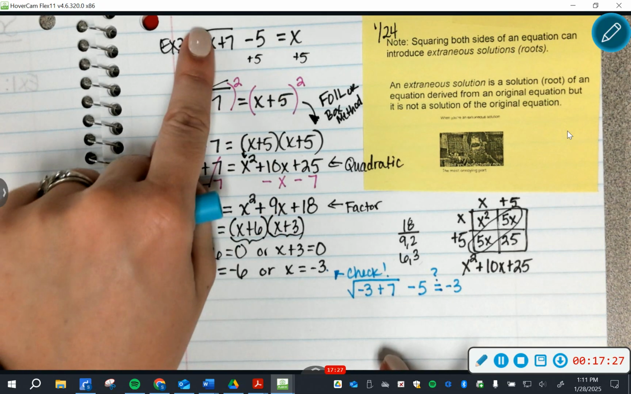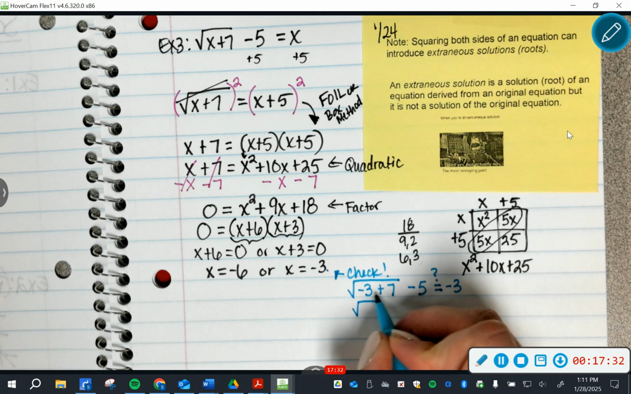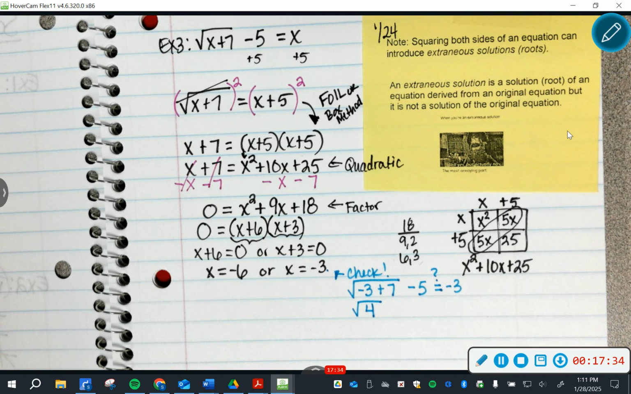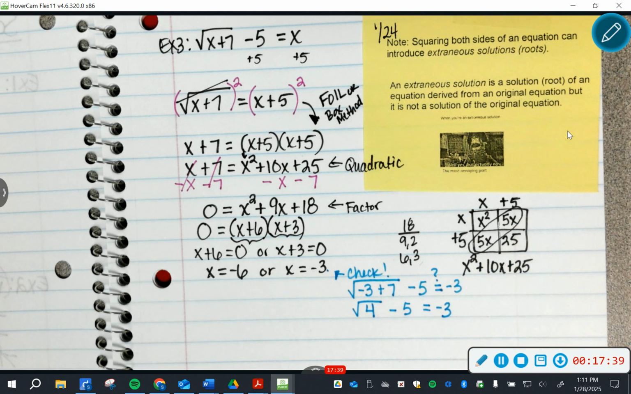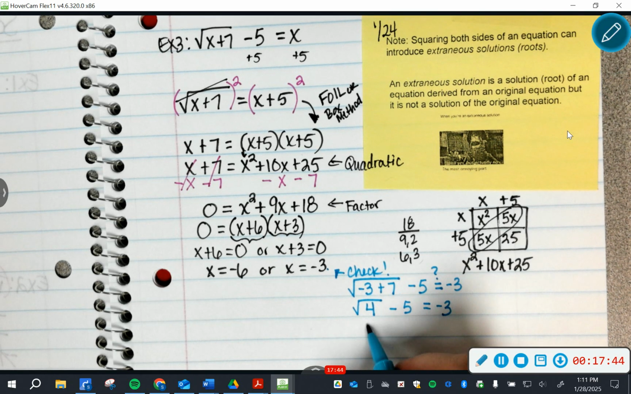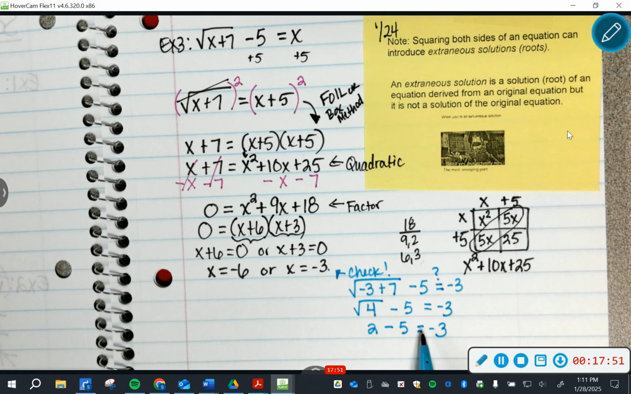Because I have two x's, I need to plug in negative 3 twice. Negative 3 plus 7 is 4. The square root of 4 is 2. So is this true? Is 2 minus 5 equal to negative 3? Yes, it is. So x equals negative 3 is a good answer.